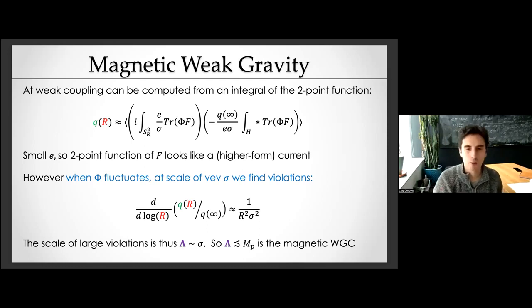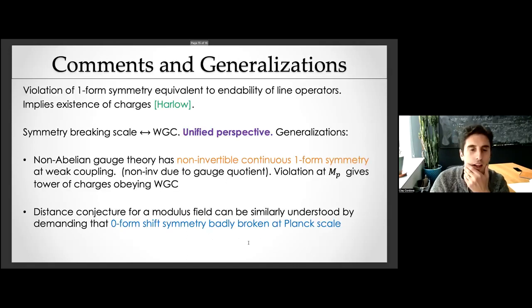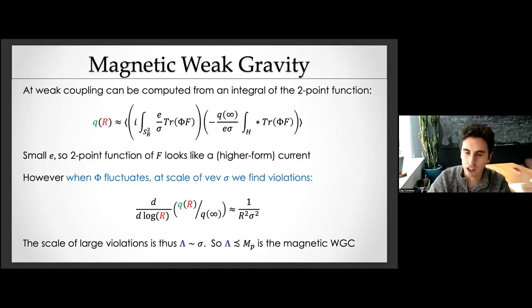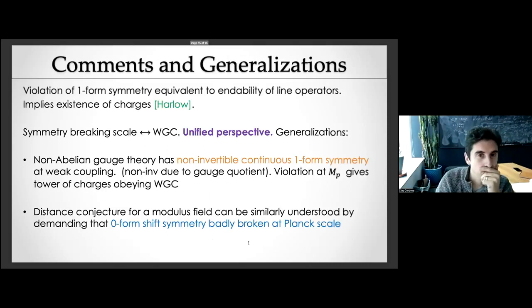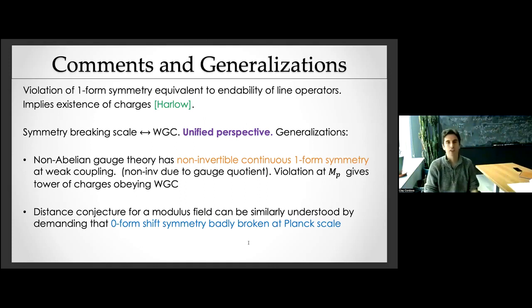So we have here a point of view that is unifying the electric and magnetic weak gravity conjectures. Namely, they're both about symmetry violating scales of one-form symmetry in different problems. Okay, so let me make some comments briefly, and then I'll conclude.